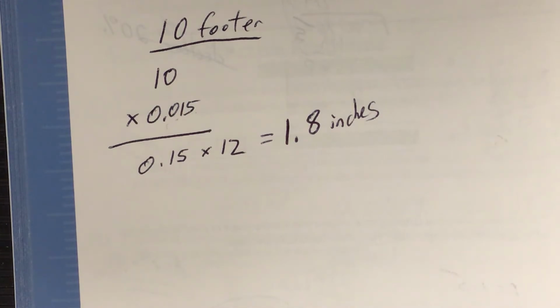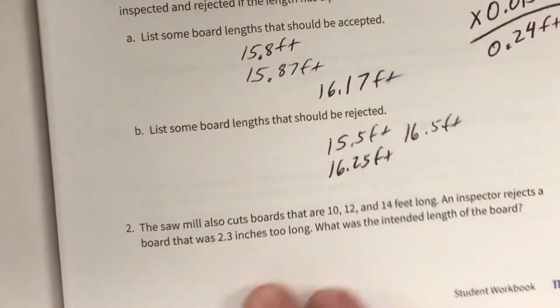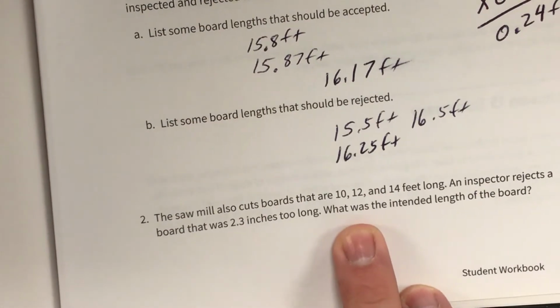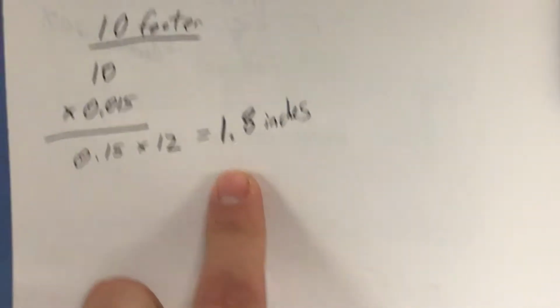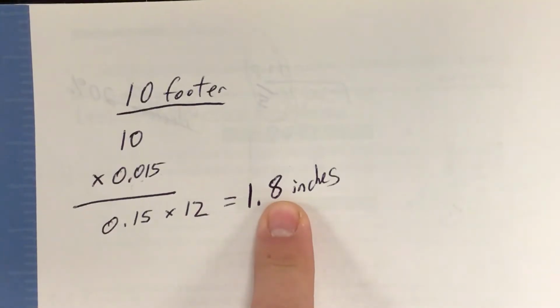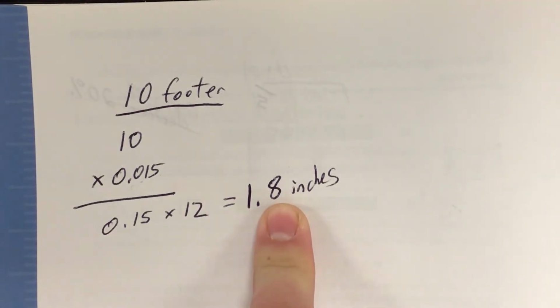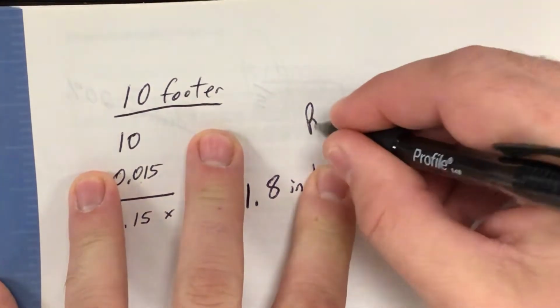So if it's 2.3, would that be rejected as a 10-footer or accepted? This is the biggest error I could have. Rejected. This one, if it's a 10-footer, it would be rejected.